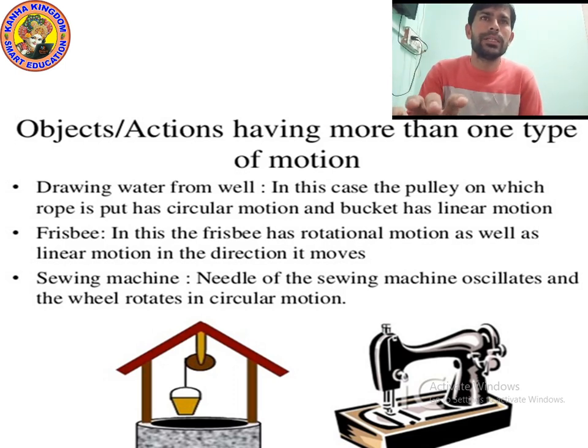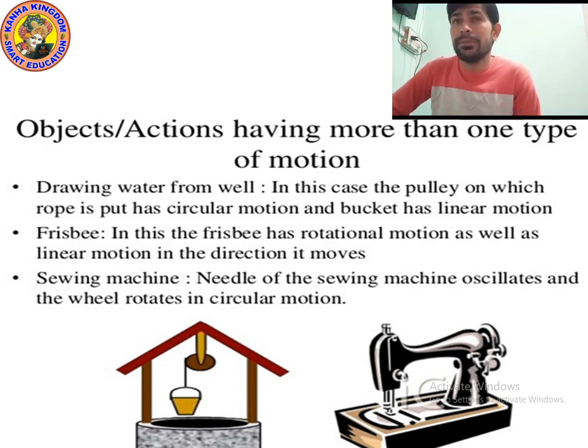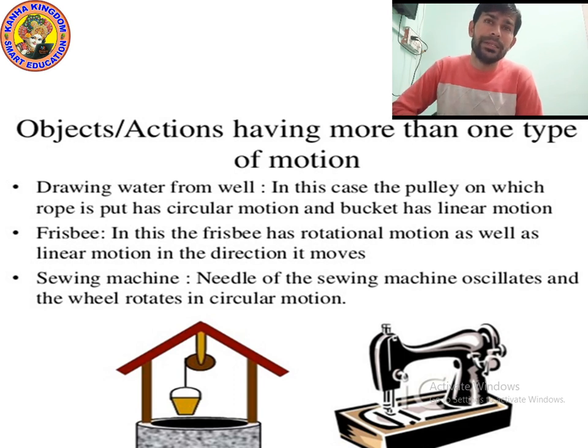So what is rotatory motion? When a body undergoes translatory motion in such a way that its parts cover different distances in a given time, it is said to have rotatory motion. Okay, and linear motion, you know that when a body moves in a straight line, it is known as linear motion.